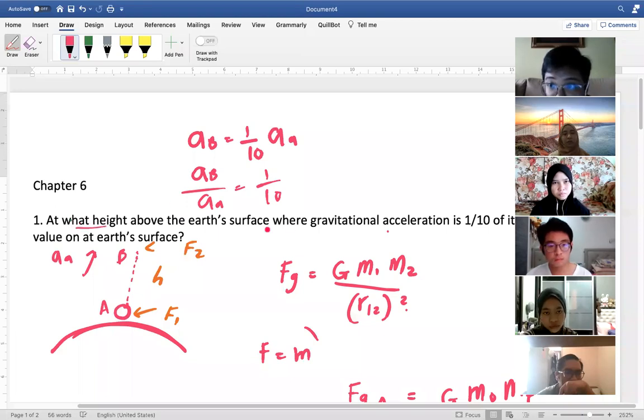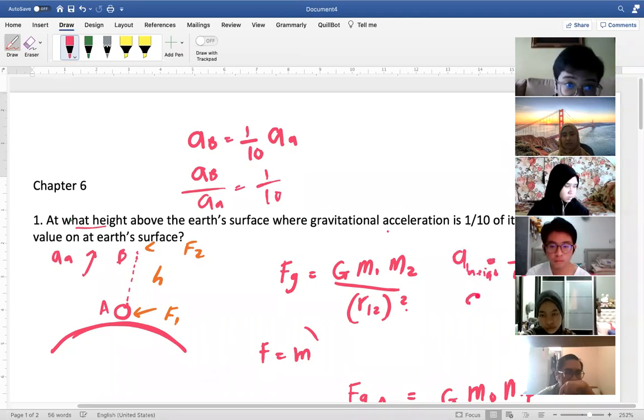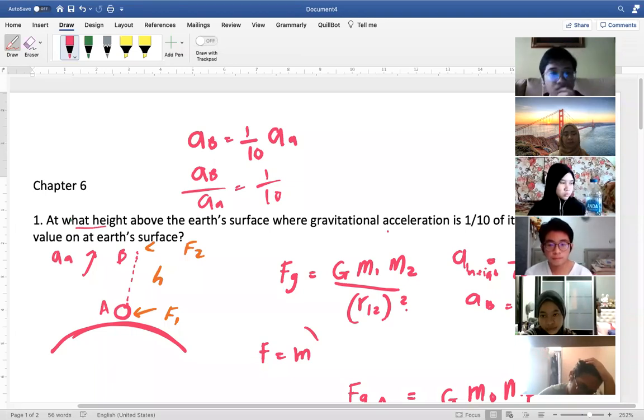Write down what you can understand from the equation. It says gravitational acceleration is 1 over 10 of its value at Earth's surface. So 1 over 10 of the value of acceleration at Earth's surface is the acceleration at height. The acceleration at height we define as AB, 1 over 10. The acceleration at Earth's surface we define as point A. So AA, the same. Is that okay?